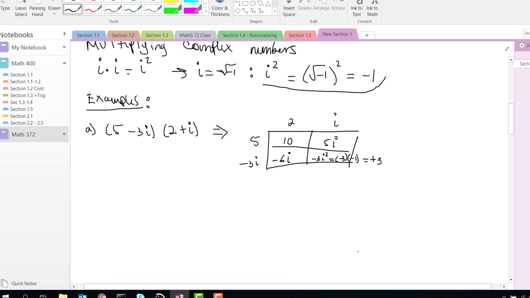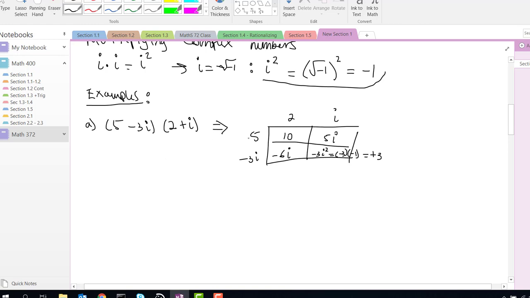And just as we did before with polynomials, like terms are going to be in the diagonal of this box method. And so you're going to get the 10, negative 6i plus 5i, which is negative 1i, and the plus 3. So combine like terms, 10 plus 3 is 13, and negative 6i plus 5i we already said is minus 1i, so I just said minus i. And so this will be my final answer.